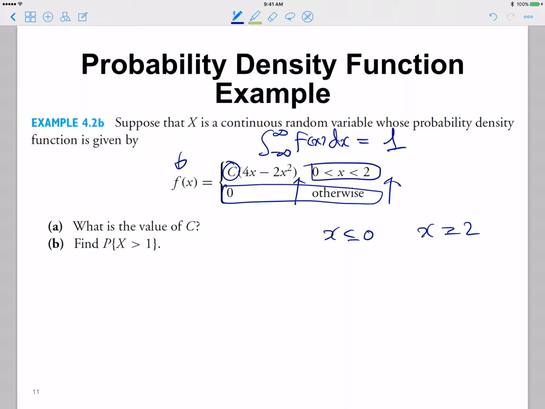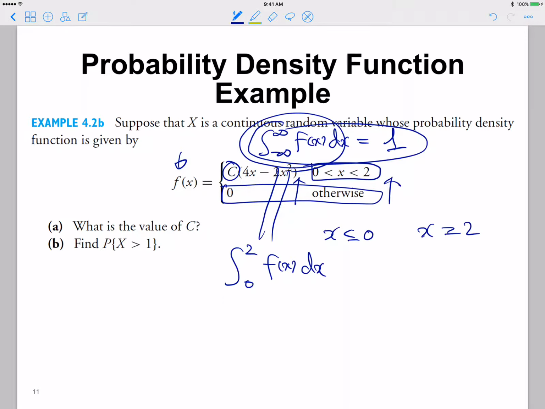So this corresponds to the second line. But anyways, we have to satisfy this, and this guy will be rewritten in this form, because everything outside of the range between 0 and 2 is defined as 0. And then we can perform the integral of this. Let's just solve it just for fun.